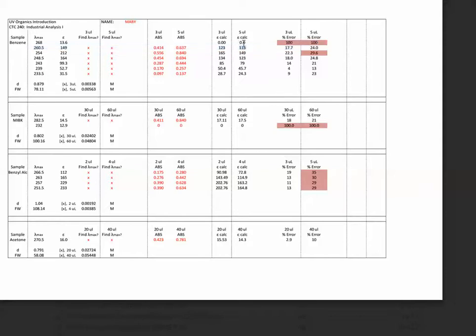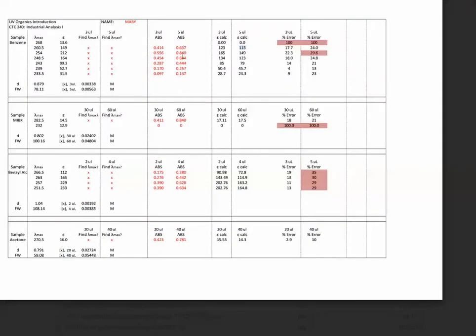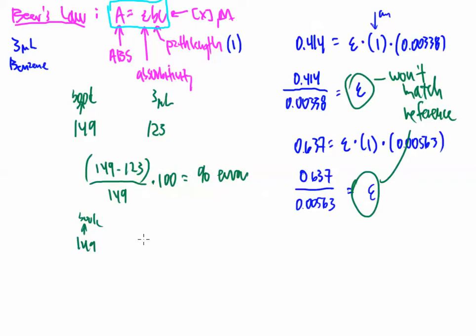Now, notice here with my 5 microliter, even though this was a different concentration, that's okay. It gave me a different absorbance because of that. And these ratios should be very close together. So I got 123 with the 3 microliter. The 5 microliter, I ended up getting 113. So 149 is still the book value here. My 5 microliter molar absorptivity gave me 113.